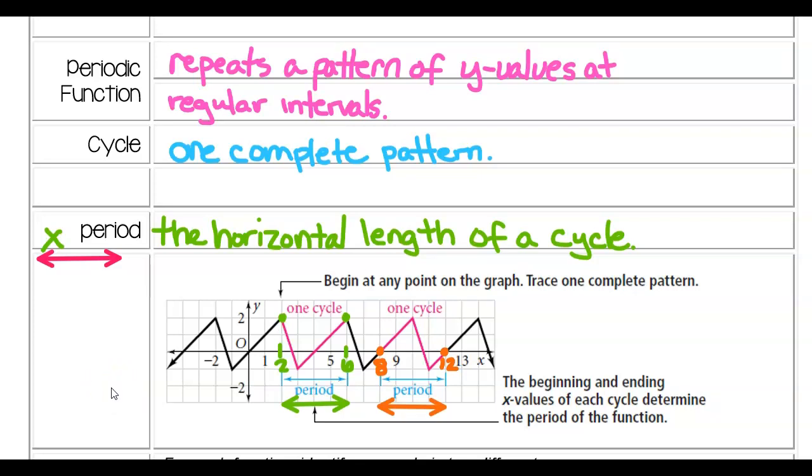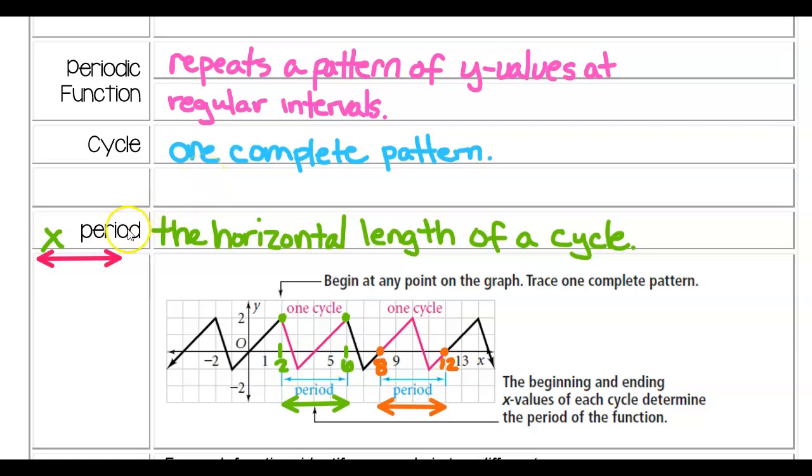So what is a periodic function? A periodic function repeats a pattern of y values at regular intervals. So then what is a cycle? A cycle is one complete pattern.